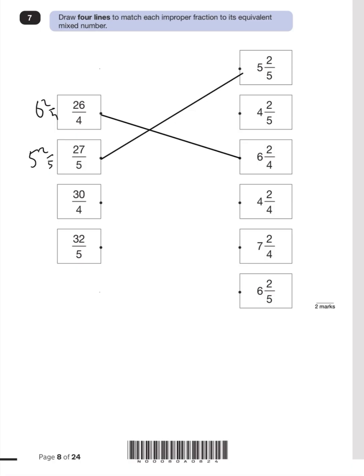30 over 4. We can do 4 times 7 to make 28. And then the remainder of 2 over 4, or a half if they simplify it. We've got 7 and 2 over 4. They're not simplifying here. 32 over 5. 6 times to make 30 with a remainder of 2. 6 and 2/5. Yes, we do have that. As you can see, there's 1 left out, which we do not need.